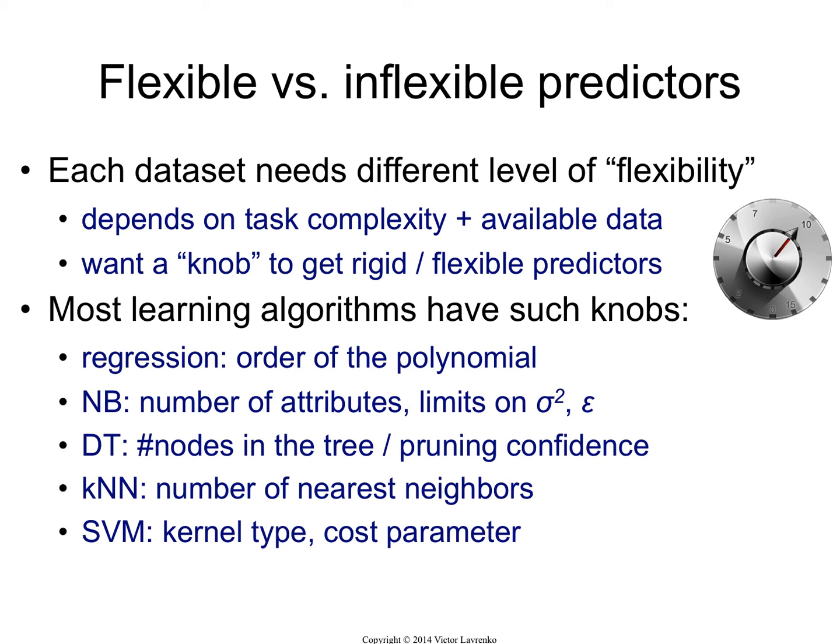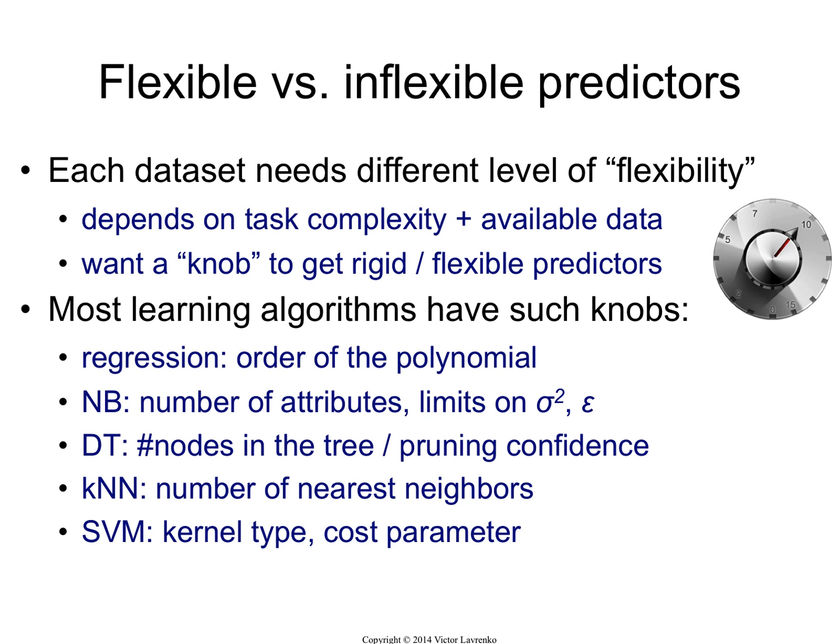Now, the reason that you need knobs like that in classifiers is because different data sets and different tasks require predictors of different flexibility. And whether you need a flexible or a rigid predictor depends on many factors. It depends on how complicated the task is. If the task is simple, usually you want to prefer a more rigid model, say a decision tree with fewer nodes. If it's highly complicated, then you will probably need a more flexible model, a tree with more nodes.